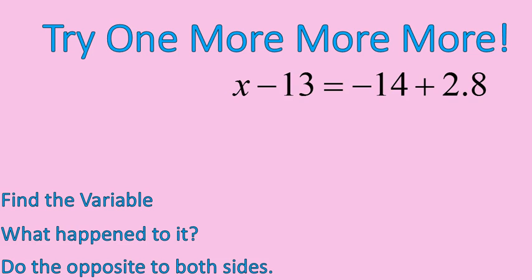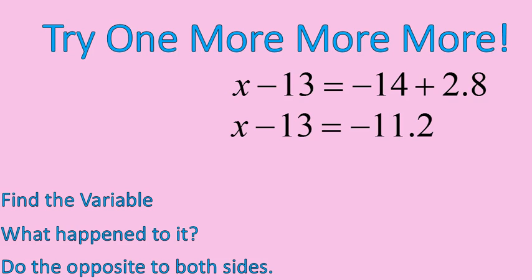Even more practice. Pause the recording. Try this one on your own. Hey, welcome back. Did you join together negative 14 plus 2.8? I hope so. Simplifying over there, remembering that when you are adding integers that have different signs, you find the difference and then keep the sign of the larger absolute value or the larger number. So I have x minus 13 equals negative 11.2.